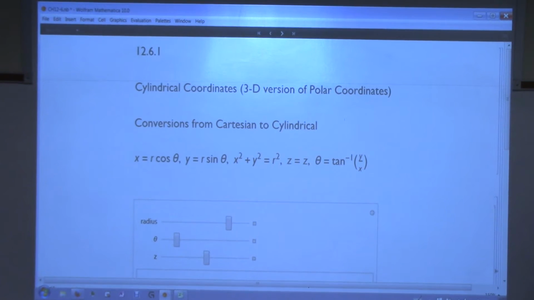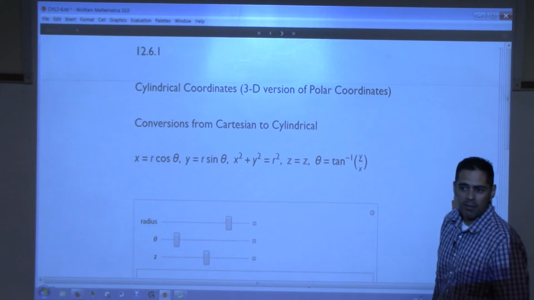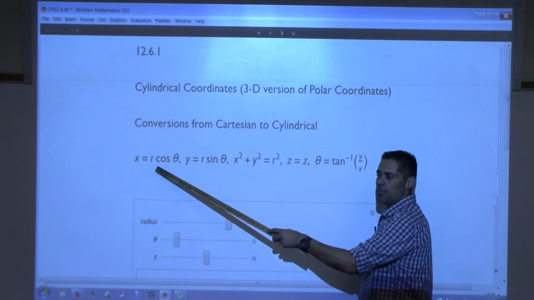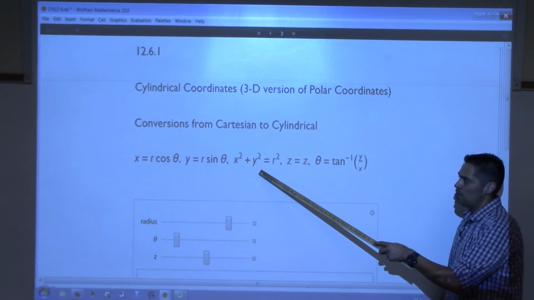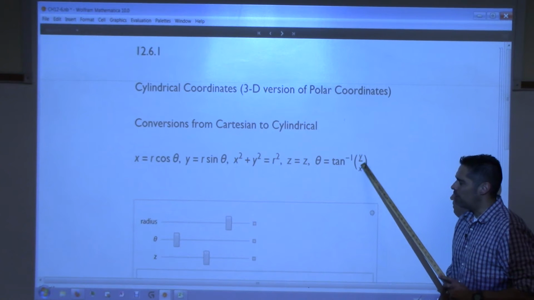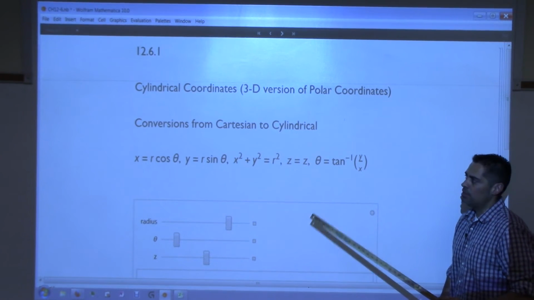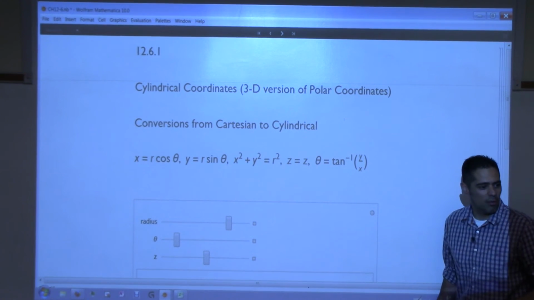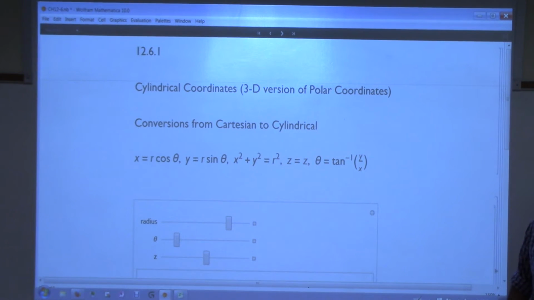Actually, it's going to look very familiar. This is just a three-dimensional version of polar coordinates. We use the same exact conversion. X is r cosine theta, y is r sine theta. This is still a relationship: x squared plus y squared equals r squared. Theta equals arctan of y over x is still valid. The only change with cylindrical and polar is that we have a z to deal with now, right? And all we do is let z be z. So we actually don't change z at all.